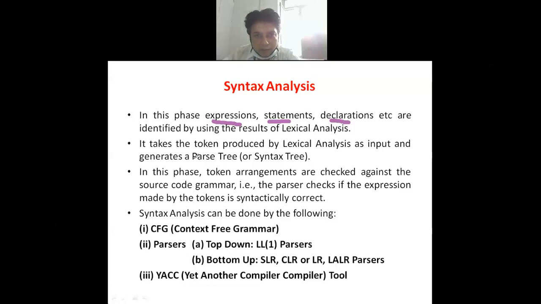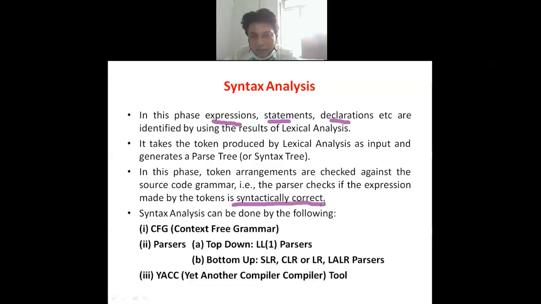It takes the tokens produced by the lexical analyzer as input and generates a parse tree or syntax tree, which we already studied in that example. In this phase, token arrangements are checked against the source code grammar. That is, the parser checks if the expression made by the tokens is syntactically correct or not.